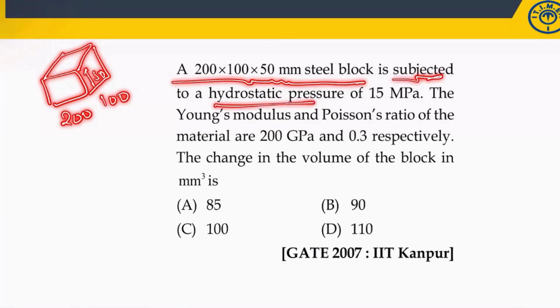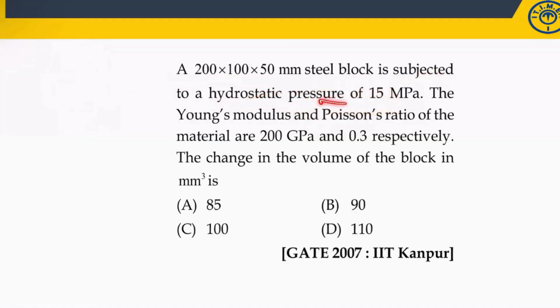One block is there which is subjected to hydrostatic pressure. I have told you, the hydrostatic pressure means the stress developed in all the three dimensions is the same. So the hydrostatic pressure or the stress value is given, which is nothing but 15 megapascal. Young's modulus is given as 200. Poisson's ratio is 0.3. What you have to calculate? The change in volume of the block you have to calculate.